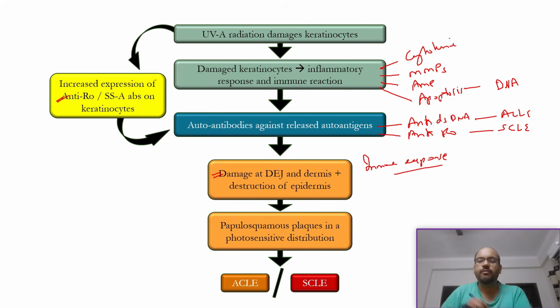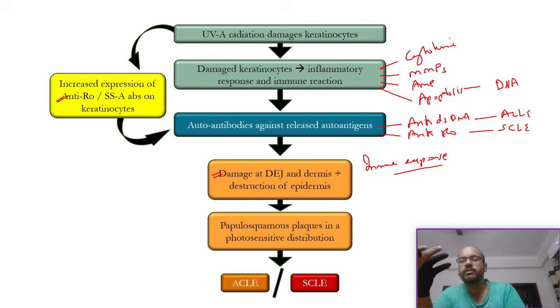Now this is how the immune response eventually leads to SCLE or ACLE, depending on the type of cytokines released, the type of cells which are activated, and the different types of molecules which are released between the inflammatory cells of the innate system or the adaptive system. Clear? This is just a very short way to explain the pathomechanism of ACLE and SCLE.